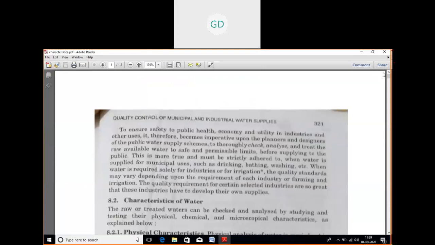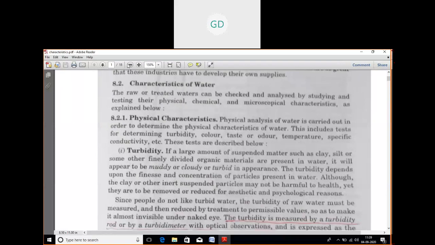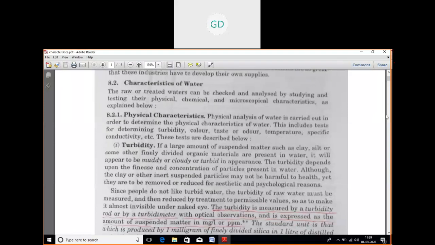we will learn about the characteristics of water. See, the characteristics of water, in order to ensure good health so that people can have good health, and for economy purposes, and from an aesthetic point of view also, the water has certain characteristics. Those characteristics should be measured before you supply the water to the public. After you take the raw water, it should be treated on the basis of certain characteristics. So those characteristics we should know, and those characteristics are of three types.